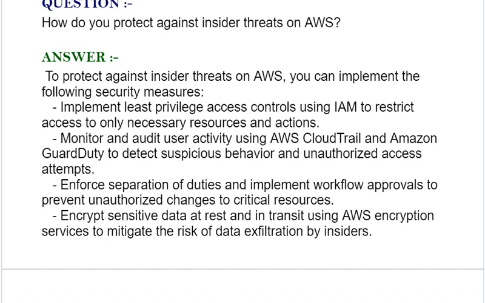Next point is enforce separation of duties and implement workflow approvals to prevent unauthorized changes to critical resources. Next point is encrypt sensitive data at rest and in transit using AWS encryption services to mitigate the risk of data exfiltration by insiders.